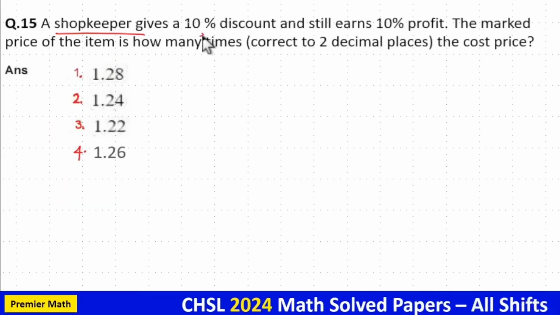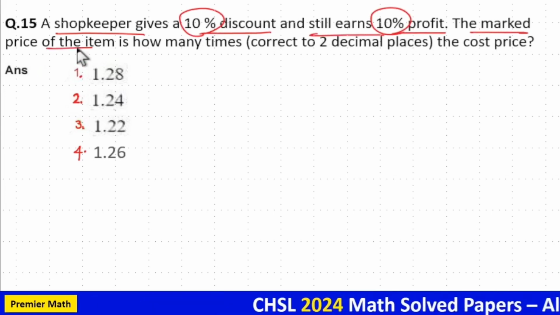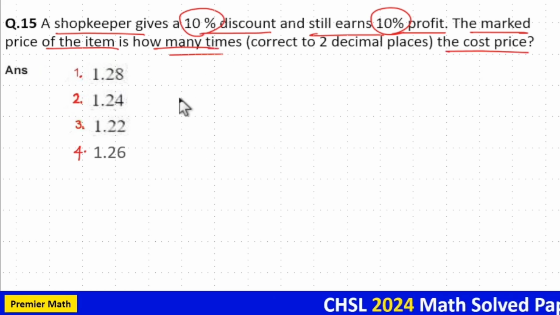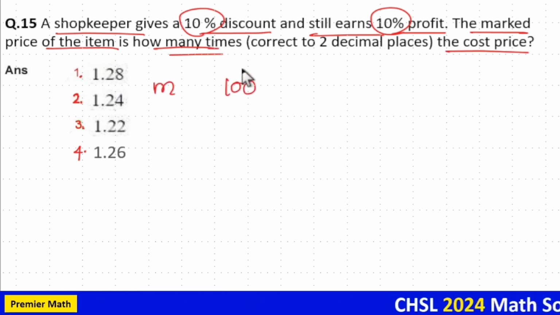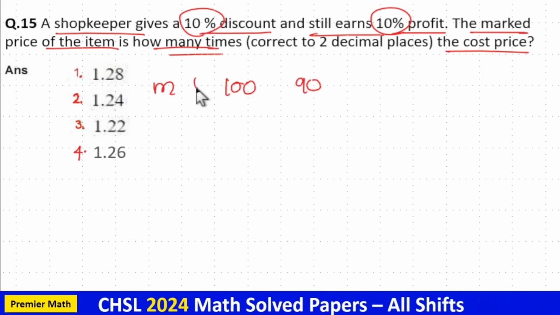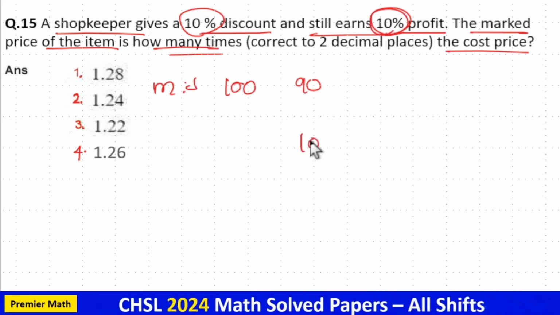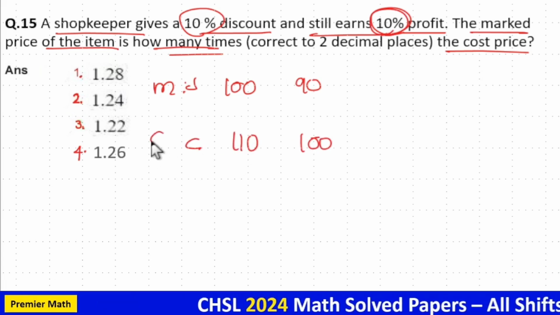A shopkeeper gives 10% discount and still earns 10% profit. The marked price of an item is how many times the cost price? Here 10% discount on marked price means if 100 rupees is the mark price, then 100 minus 10, 90 rupees is the sell price. Again, 10% profit means if 100 rupees is the cost price, then 100 plus 10, 110 rupees is the sell price.